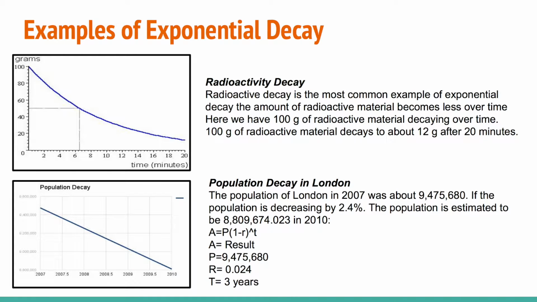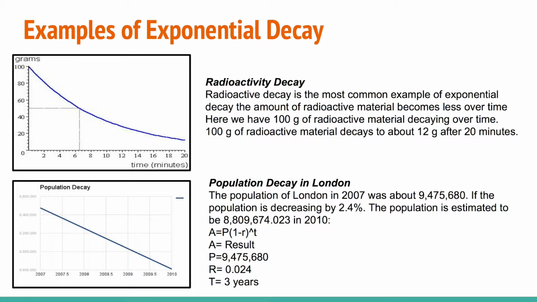Radioactivity decay is the most common example of exponential decay. The amount of radioactive material becomes less over time. In an example where 100 grams of radioactive material decay over time, 100 grams of radioactive material decays to about 12 grams after 20 minutes at a constant decay.